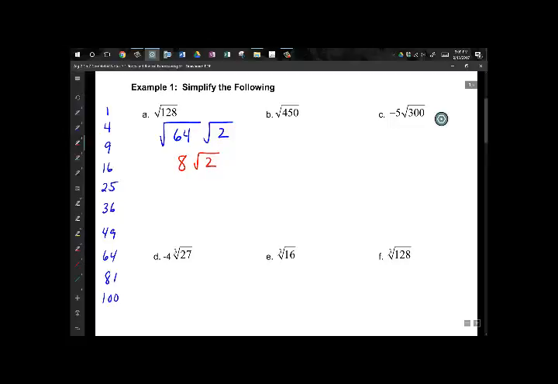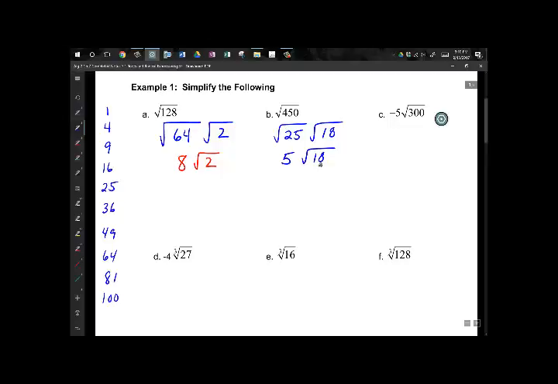So the square root of 64 comes out as 8, and then the leftover is the square root of 2. As we look at 450, the perfect square that goes into 450, perhaps you might try to figure that out. You might want to realize it's 25 times what is left over. Very simply, how many times does 25 go into 450? Well, you could take out your calculator and divide 450 by 25, and you would see it goes in 18 times. So the square root of 450 is the square root of 25 times 18. That comes out as 5 square root of 18.